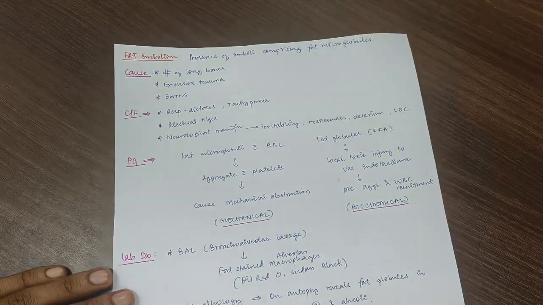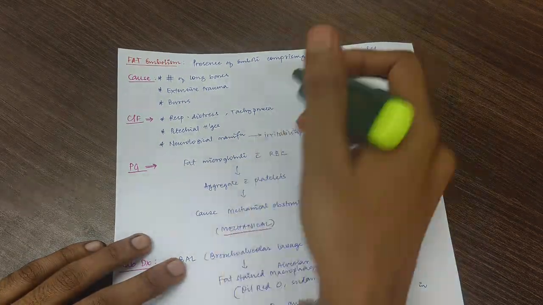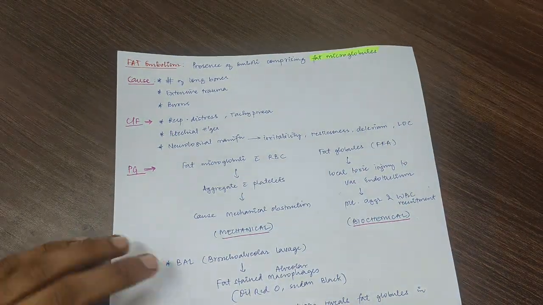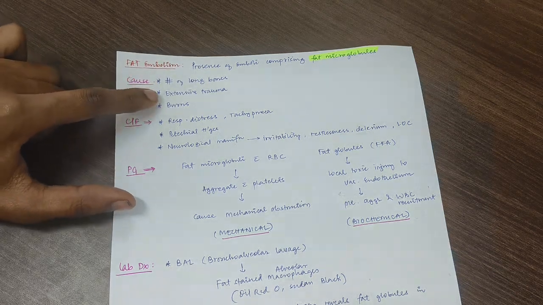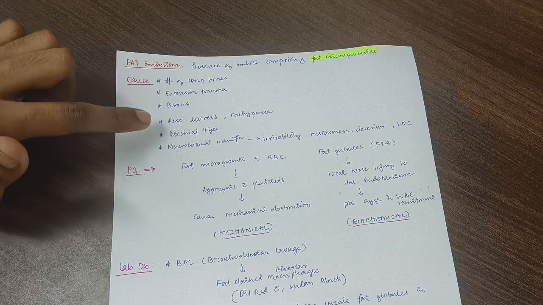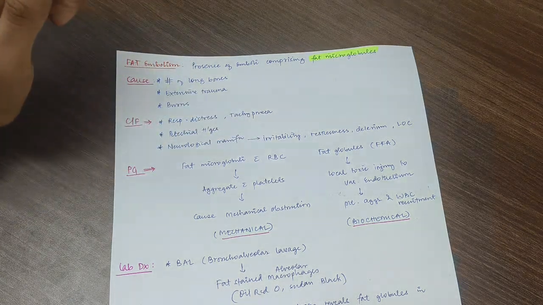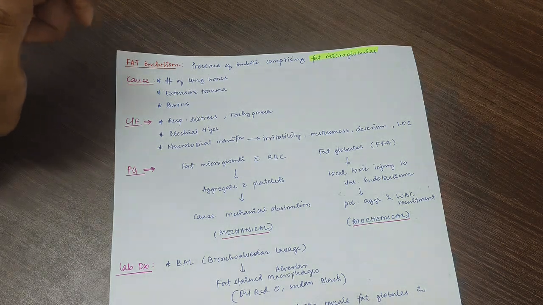Next, fat embolism. Presence of emboli comprising fat microglobules. What are the causes here? Fracture of long bones, extensive trauma, and burns. Clinical features are respiratory distress, tachypnea, petechial hemorrhages, and neurological manifestations such as irritability, restlessness, delirium, and loss of consciousness. LOC means loss of consciousness.